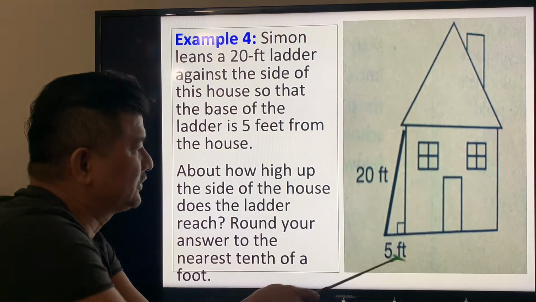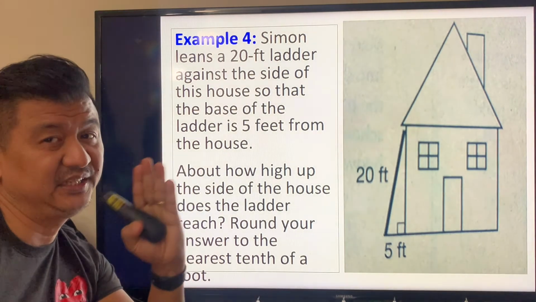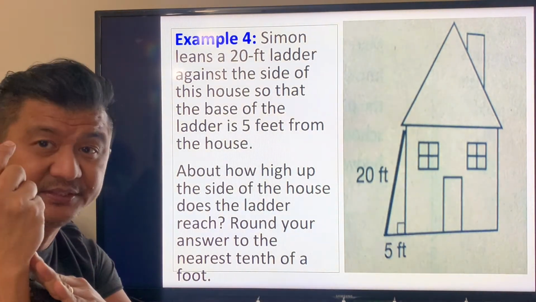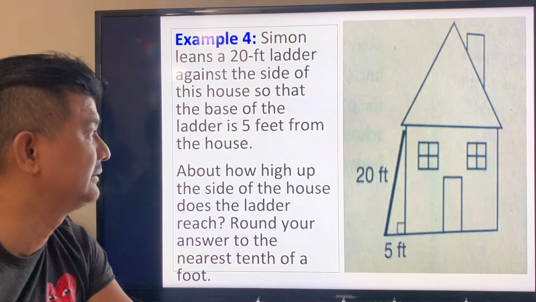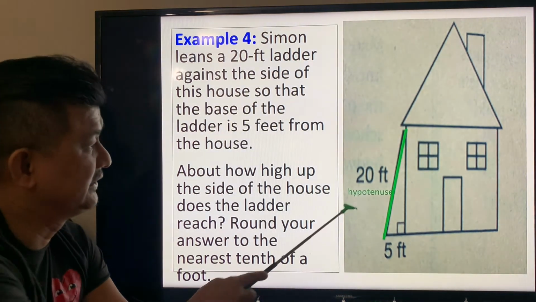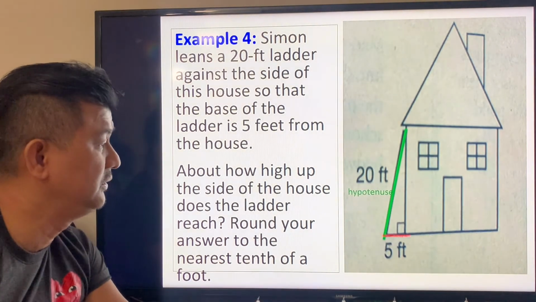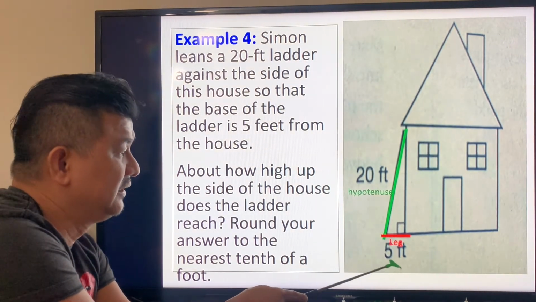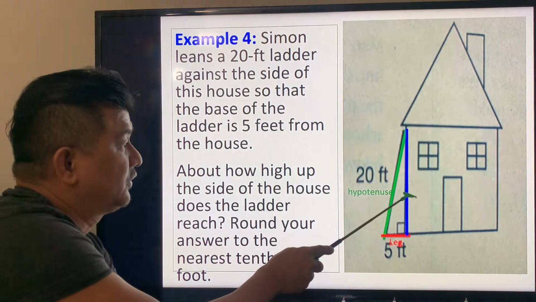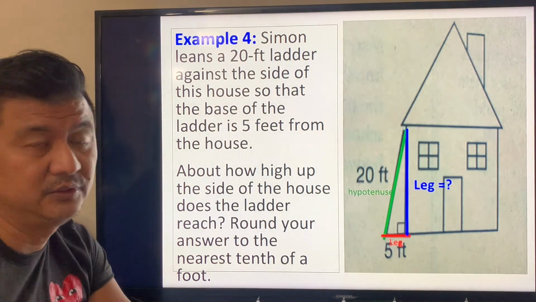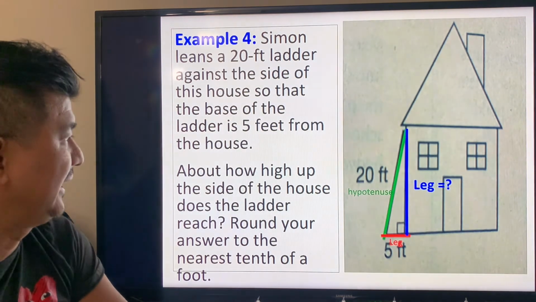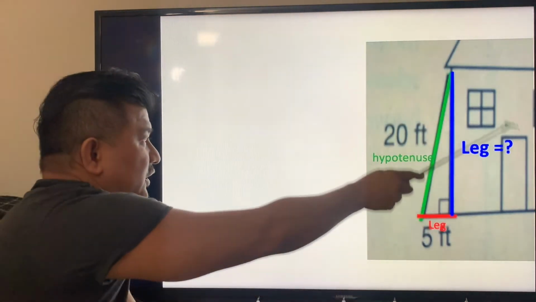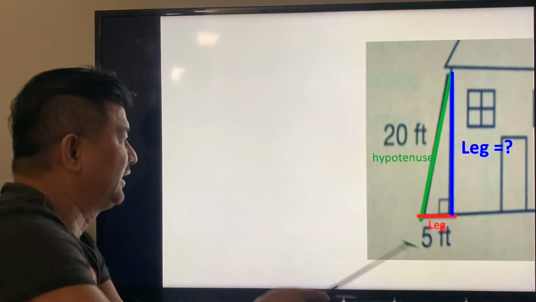Focus on this right triangle. So whenever something leans on a perpendicular wall, it always forms a right triangle. Remember that. So focus on the hypotenuse. We already know this is another leg, which is 5 feet. Therefore, that part is what we want to know. It is not a hypotenuse. It is now the leg, a missing leg. So let's just zoom on that right triangle.